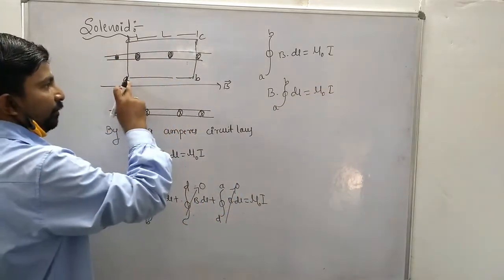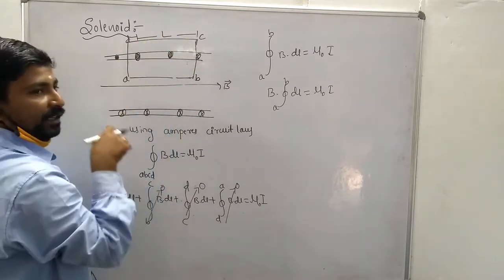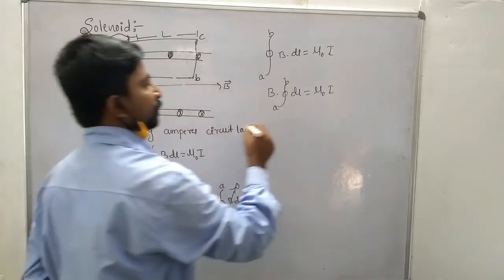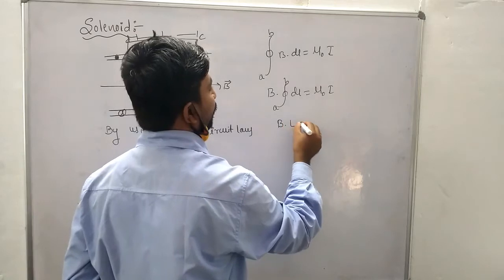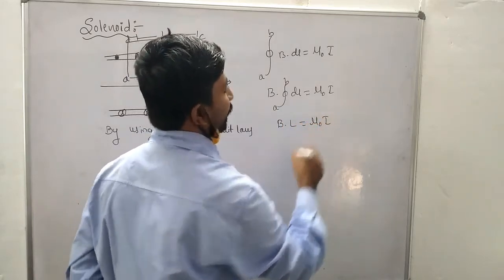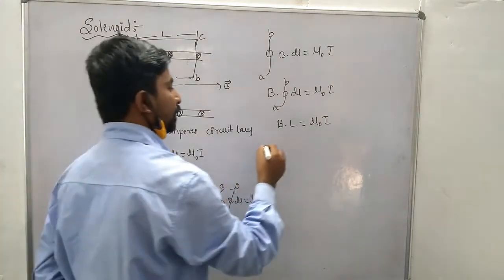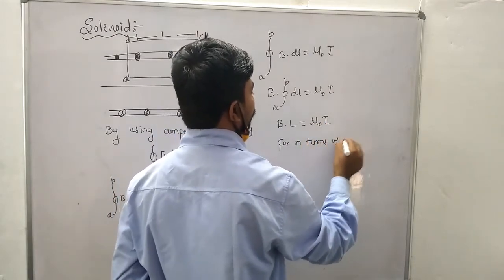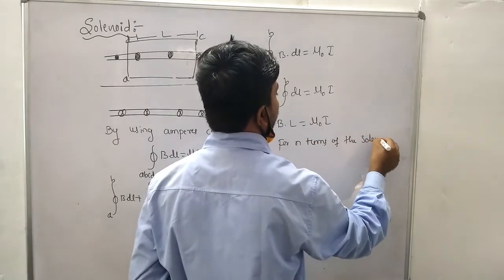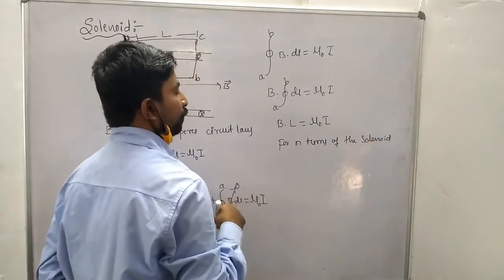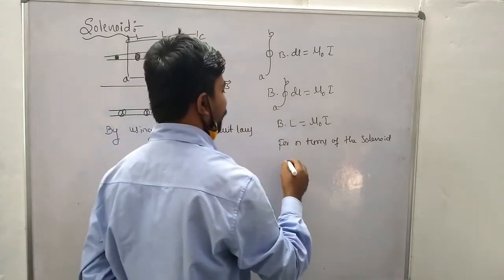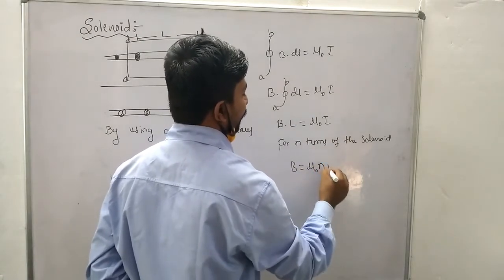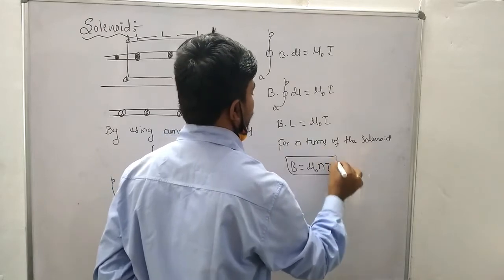So integral from A to B: AB is parallel to CD, and CD is of length L. So this one is also L. Therefore we can write B times L is equal to mu naught I. Suppose for n turns of the solenoid, for unit length L equal to 1, finally B is equal to mu naught n I. So this is the derivation of the expression for the solenoid.